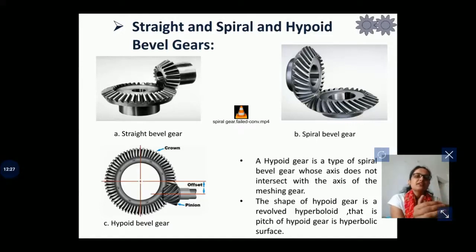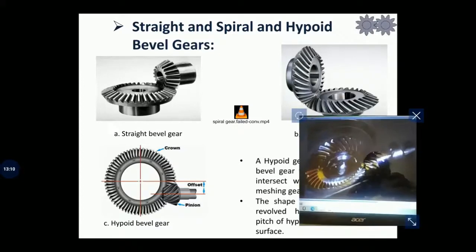Third is hypoid bevel gear. Now hypoid bevel gears are similar to spiral bevel gears. The only change is that the axes of the gears never intersect. In figure C you can see the hypoid bevel gear, and there is an offset between the pinion and crown, and due to that offset, the axes never intersect with each other. Actually I have shown that type in the intersecting axis category, but it is a type of bevel gear, so I'll put that point over here. But in case of hypoid bevel gear, there is no intersection of the axes.